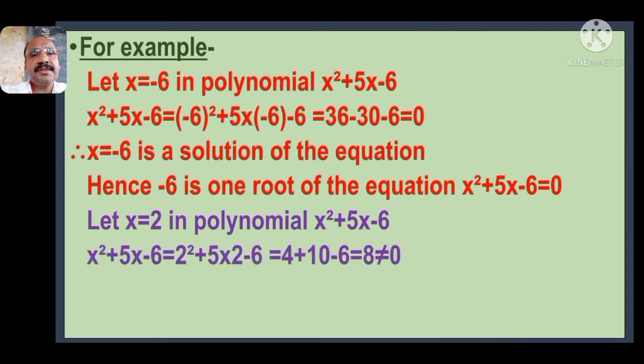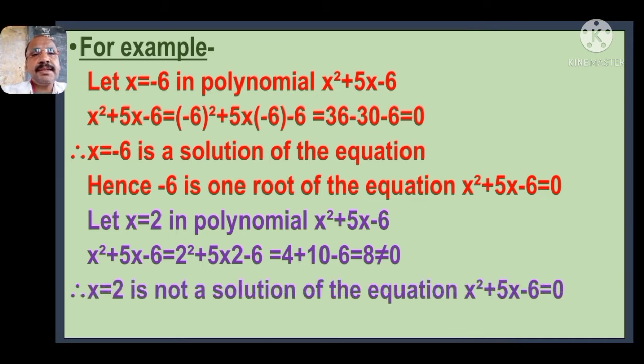Now put the value of x equal to 2 in the given polynomial. x square plus 5x minus 6 is equal to 2 square plus 5 into 2 minus 6, which is equal to 4 plus 10 minus 6, which is equal to 8, and 8 is not equal to 0. Therefore, x is equal to 2 is not a solution or root of the equation x square plus 5x minus 6 is equal to 0.